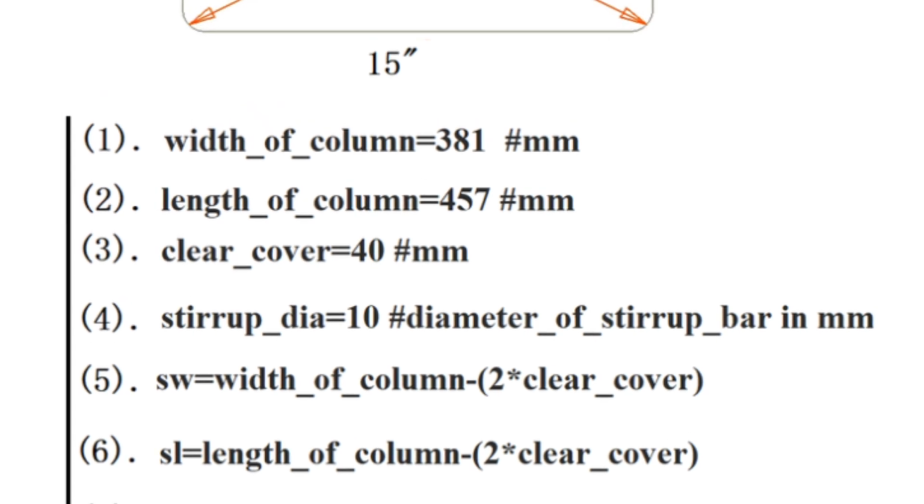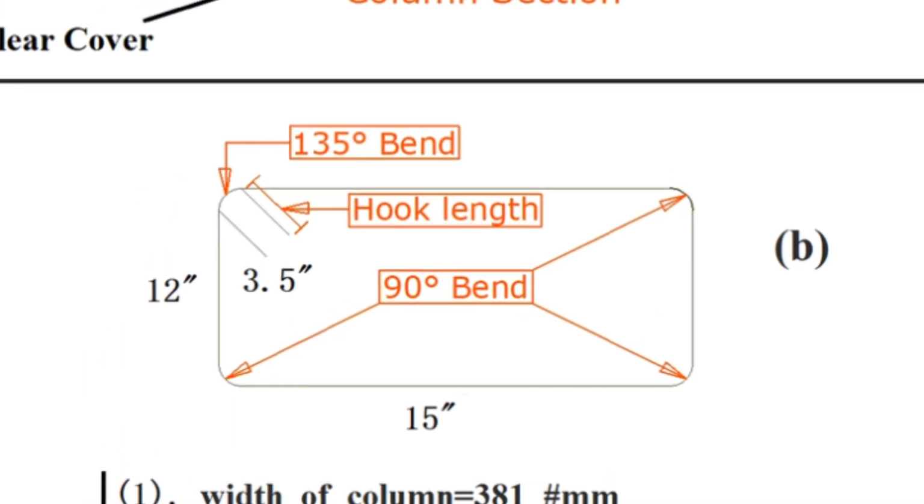And that's why in figure B we can see that the dimensions of the stirrup are represented in inches, like 12 inches is the width of the stirrup, while 15 inches is the length of the stirrup, and 3.5 is the length of the hook.